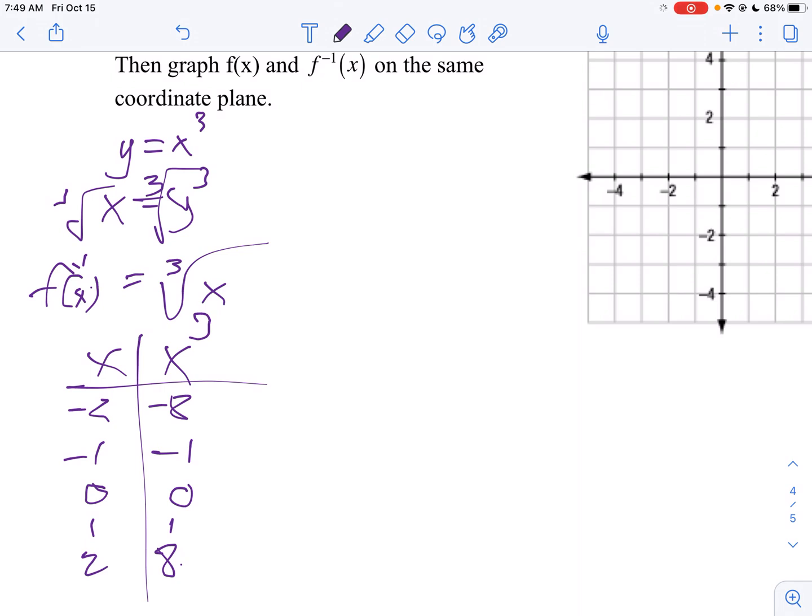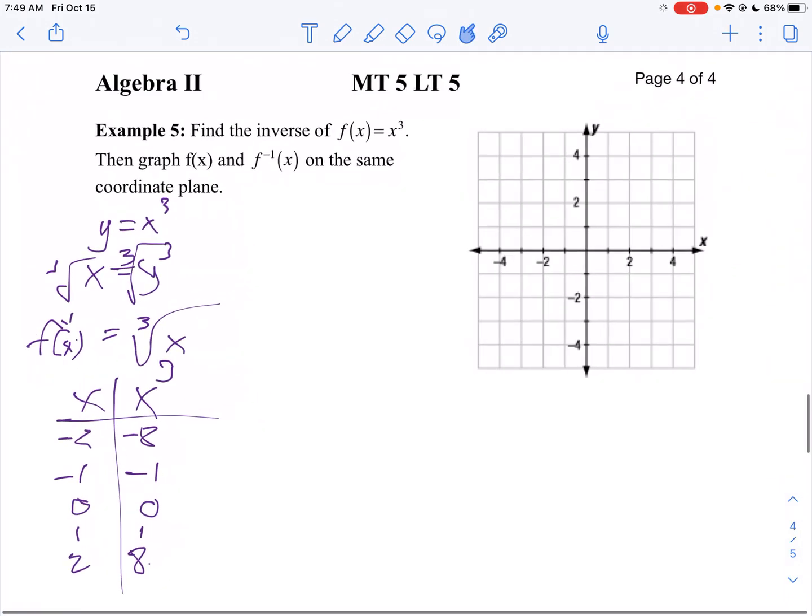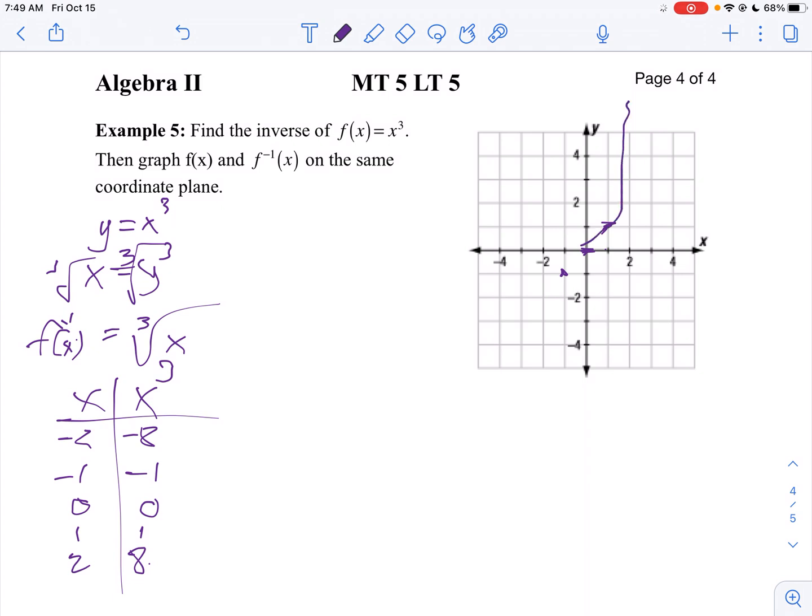So now we'll plot those points. So I have negative 2 and negative 8, which actually doesn't fit on my graph, does it? So I'm going to start at negative 1 and negative 1. And then 0, 0, 1 and 1. And then I know 2 is off my graph. So I know my graph is going to be going up rather quickly, like that.